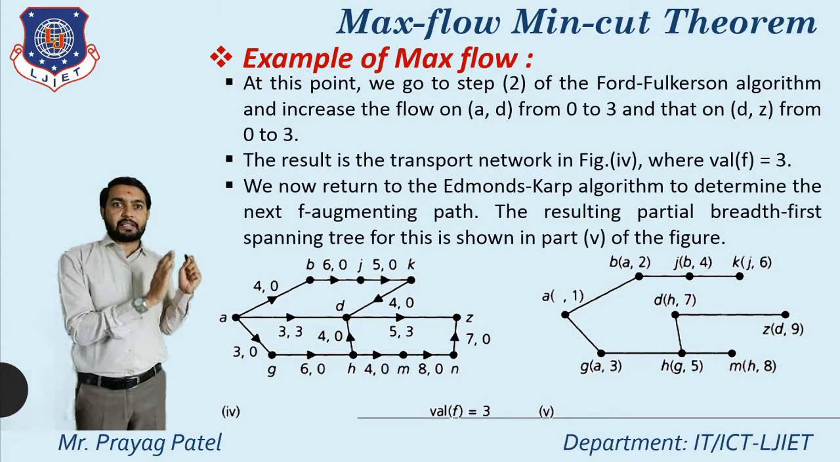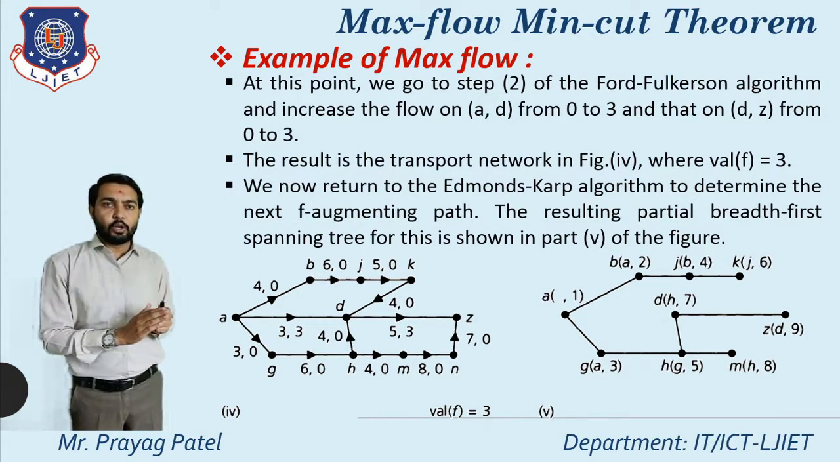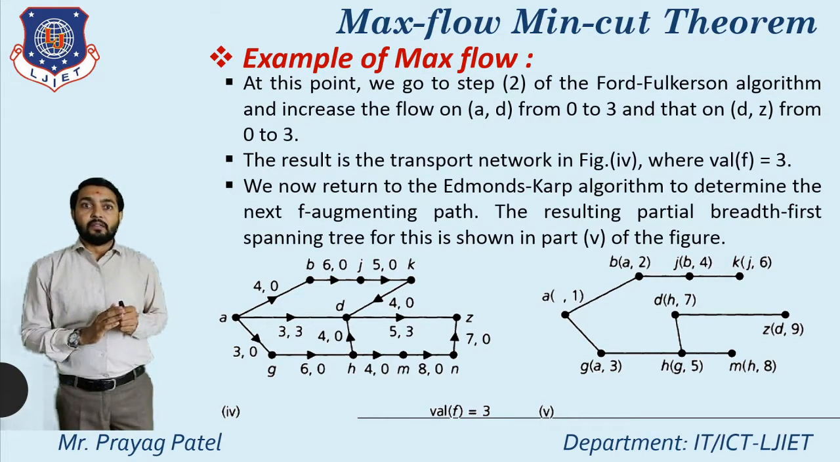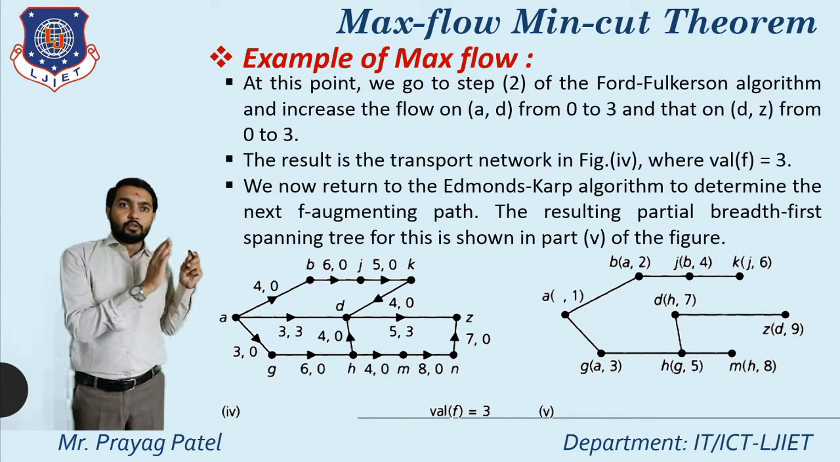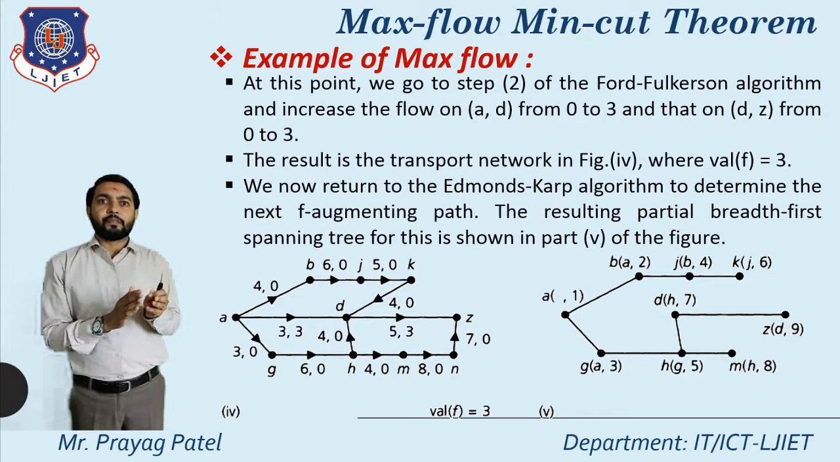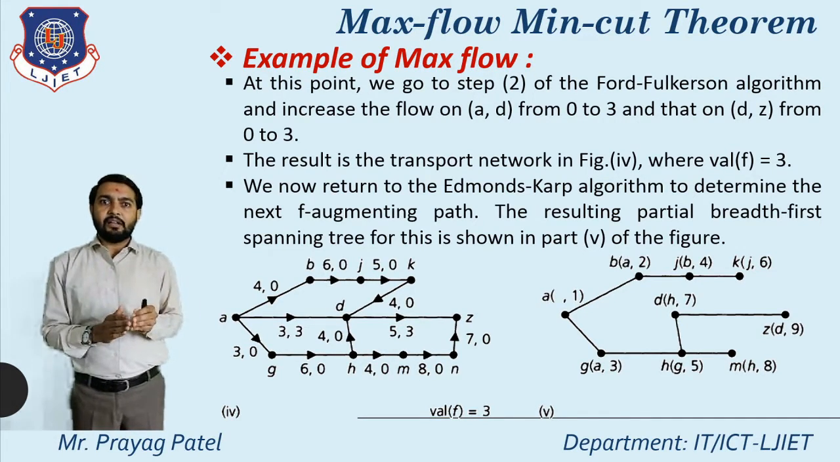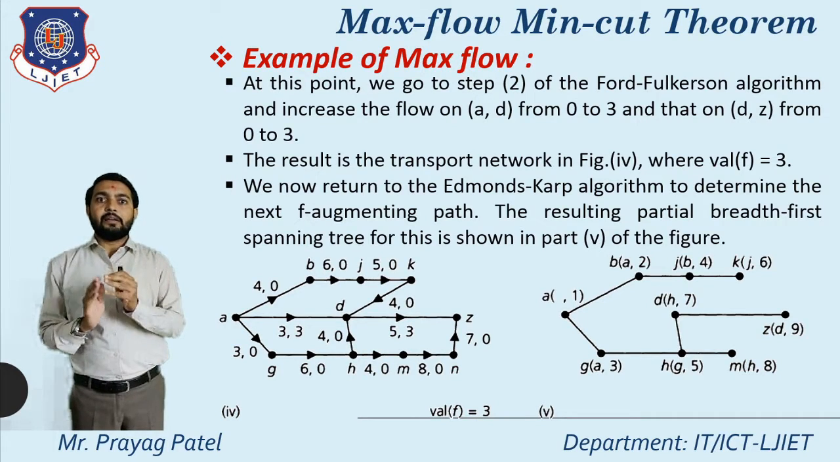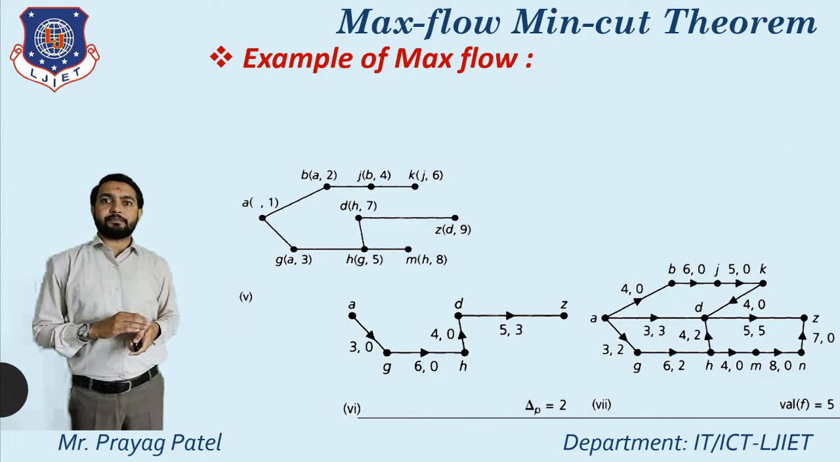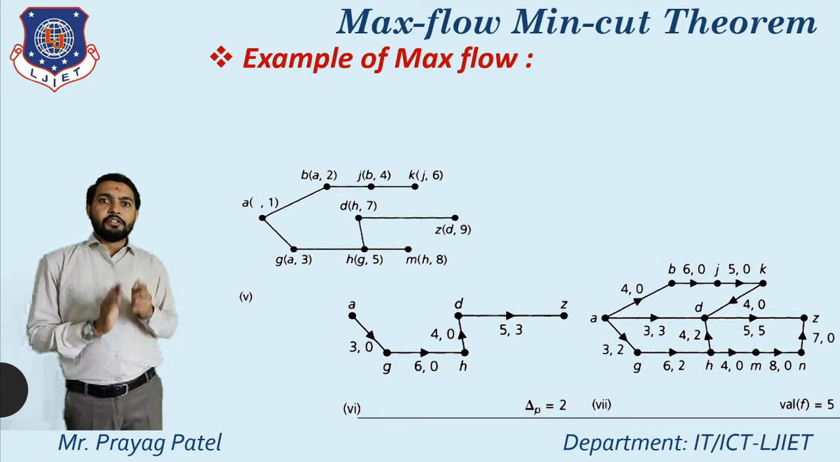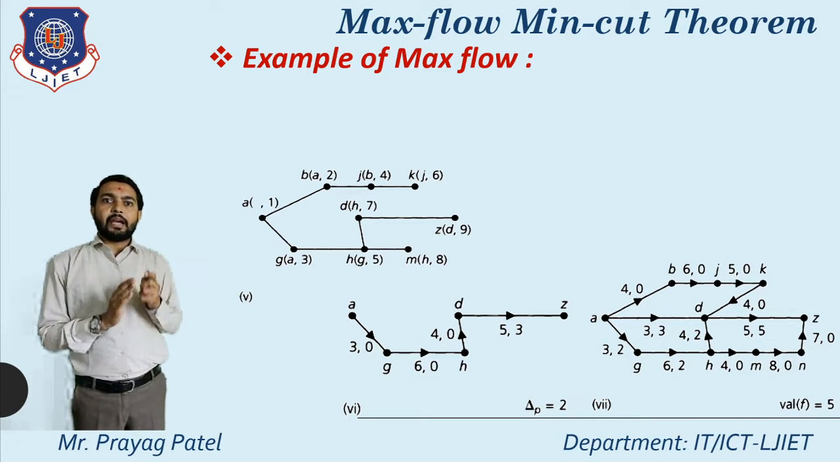Now we reach the destination node Z, then we start the backtracking. How can we reach Z? The source node of Z is D, the source node for D is H, the source node for H is G, the source node of G is A. So our path is like this: A to G, G to H, H to D and D to Z.